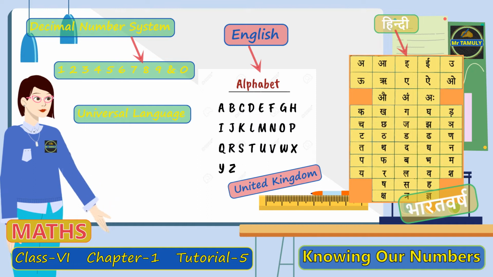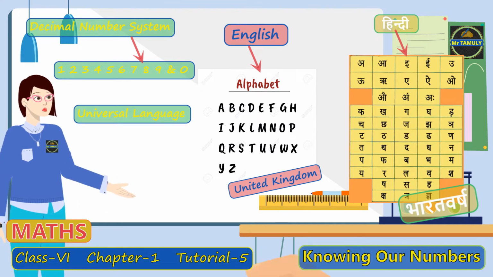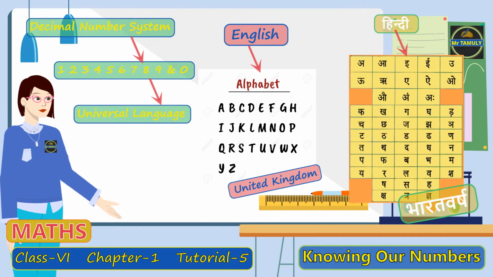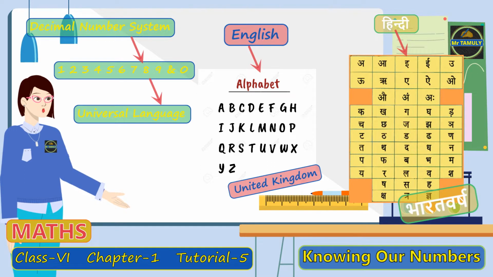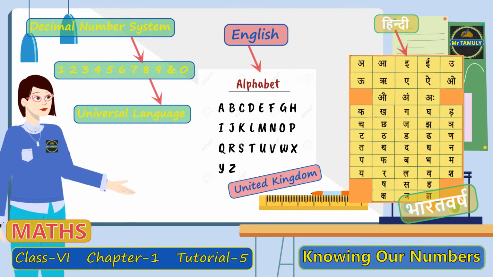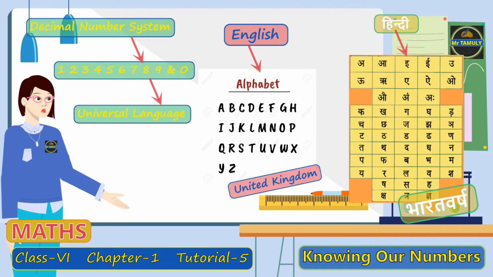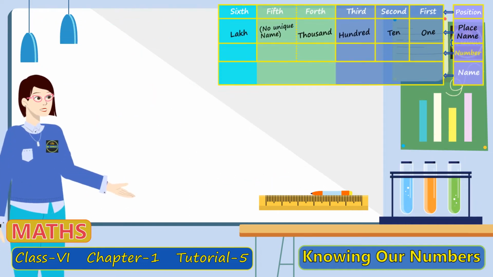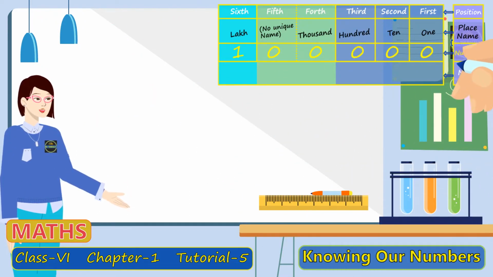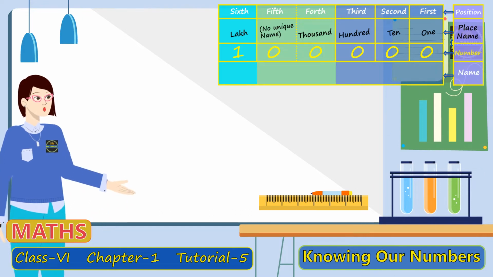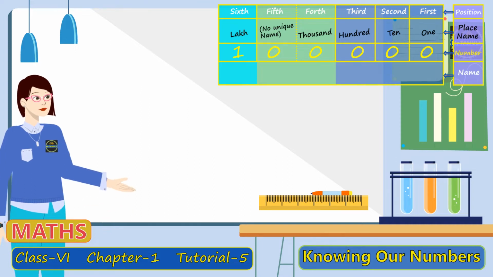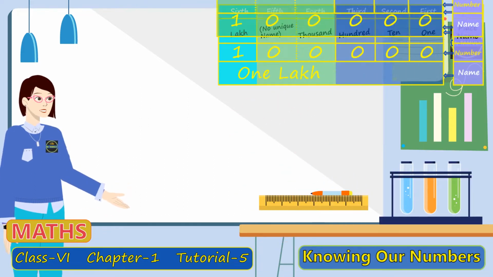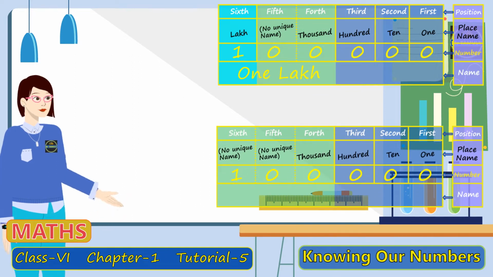While the system of writing numbers, as we know, is the universal decimal number system, the methods of naming the numbers as practiced in India is slightly different from the internationally accepted practice of naming numbers. For example, let's take the number 1, 0, 0, 0, 0, 0. The Indian name of this number, as we learned in the tutorial number 4, is 1 lakh. But the internationally accepted name of this number is 100,000.